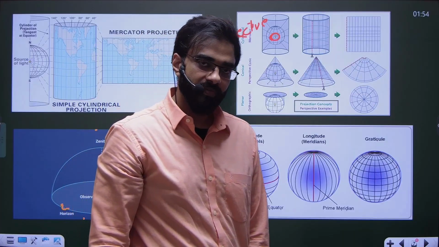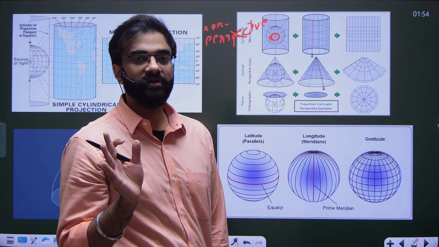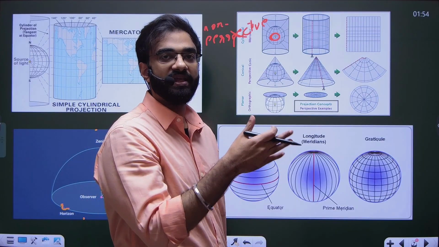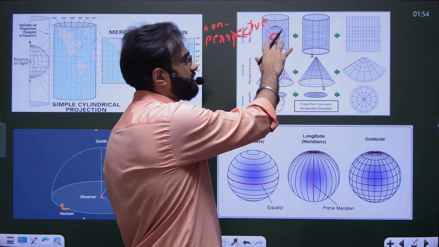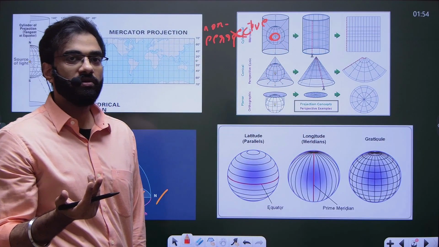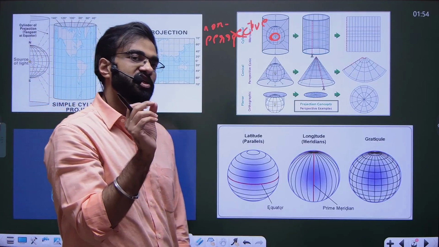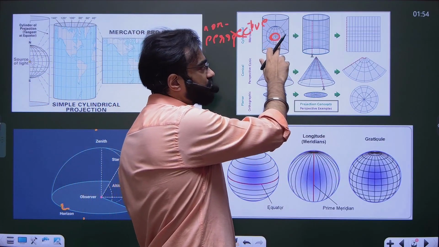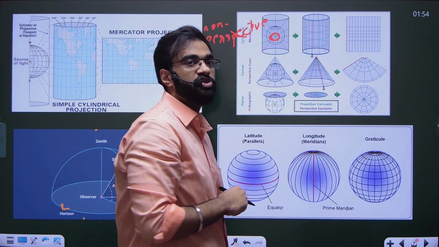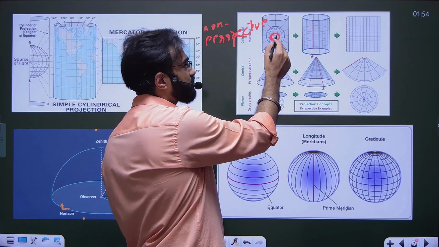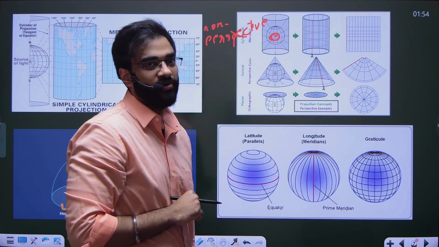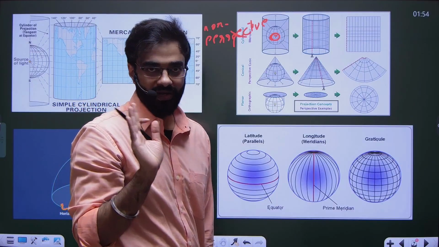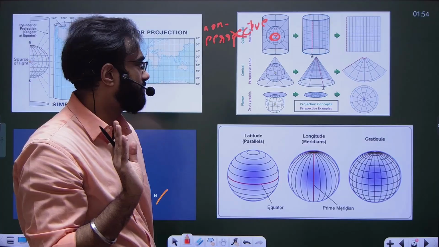In perspective projection, it is assumed that there is a light source kept in the vicinity or away from the Earth, and the hypothetical shadow produced by that hypothetical light source is used to create the projection. But in Mercator projection, a light source is not used. It is entirely based on a mathematical formula. So you should be aware of this.